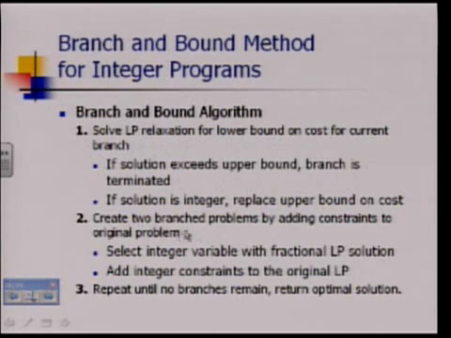And whenever you have two branched problems, by adding a new constraint to the original problem, you select an integer variable with fractional linear programming solution, and then you add an integer constraint to the original linear programming. Of course, you can start from x1, or you can start from x2, and you repeat this procedure until no branch remains. Then the solution is guaranteed to be optimal.